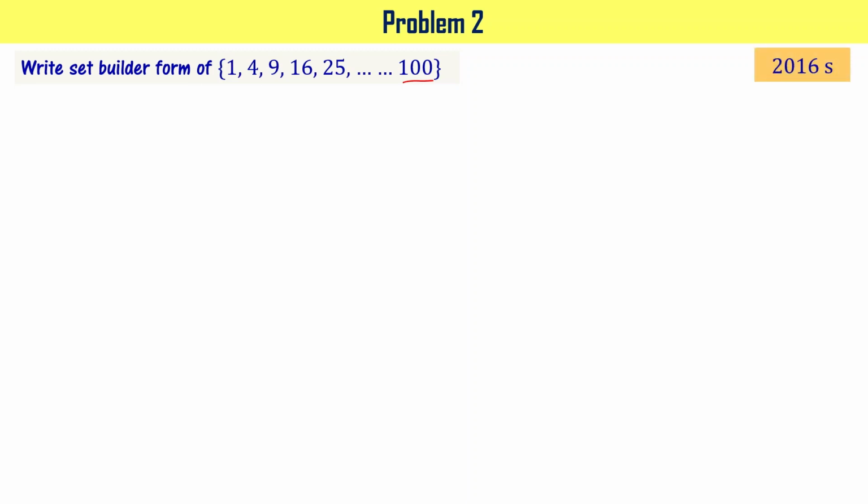Let's see the second problem. That is, write the set builder form of the set containing elements 1, 4, 9, 16, 25 and so on up to 100. We are asked to write set builder form for this given set, which is given in roster form. This was from the 2016 supplementary paper of Andhra State Board exam. As you see here, I am calling this particular set as set A, which contains elements 1, 4, 9, 16, 25 and so on up to 100.